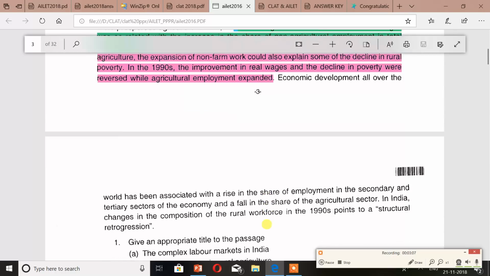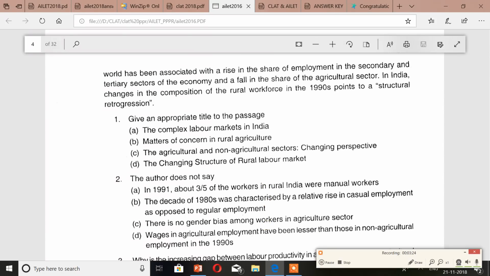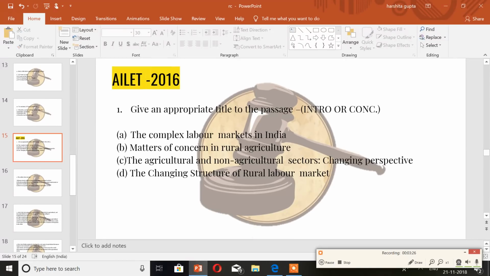Okay, so now you must have seen it's a very complex passage, but I'll tell you how. See, you don't have to write a thesis on this passage. Don't worry if you don't get it. Okay, you just have to mark one option from the four, and that can be done easily. Okay, so the very first question is, give an appropriate title to the passage.